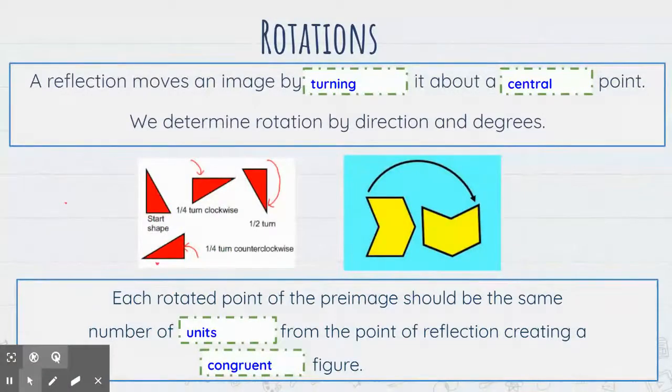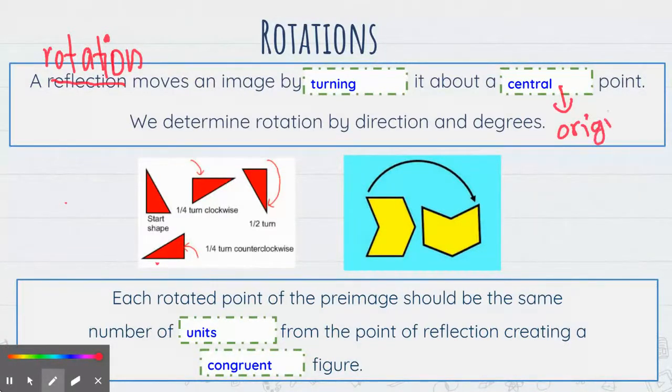Okay, so now we move on to rotations. Reflection flips an image. A rotation moves an image by turning about a central point. We determine the rotation by direction and degrees. When we talk about that central point, remember right now we are only using the origin.